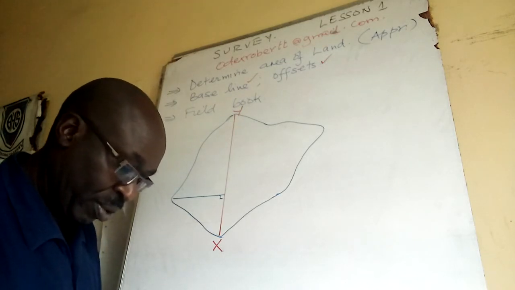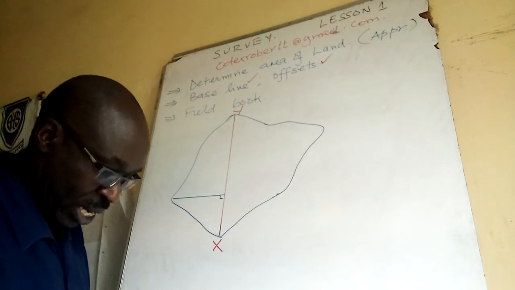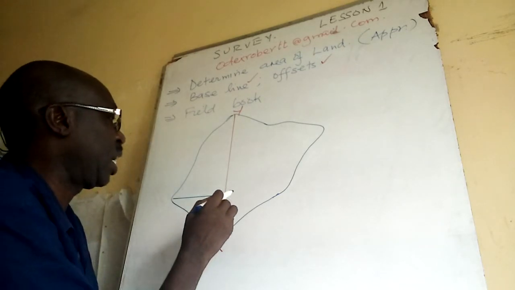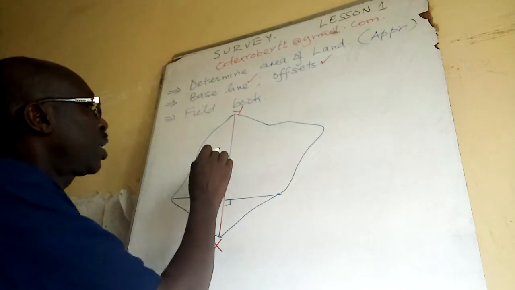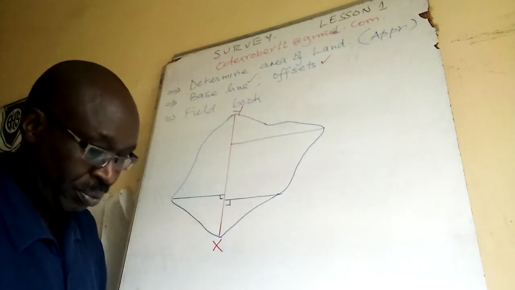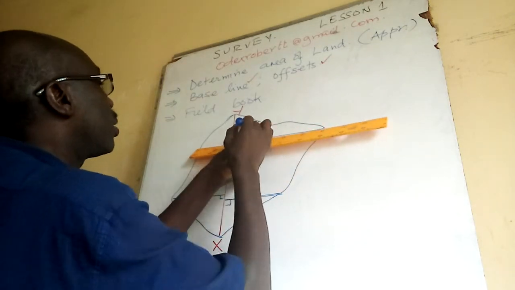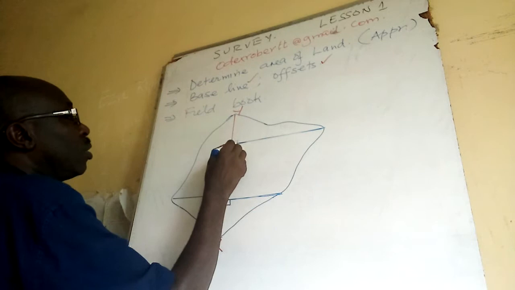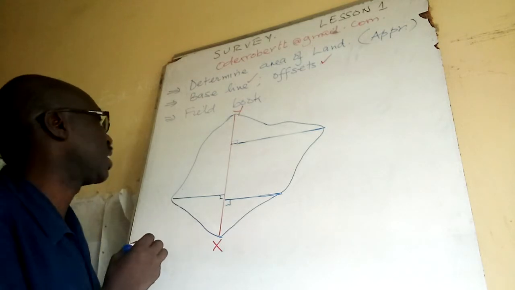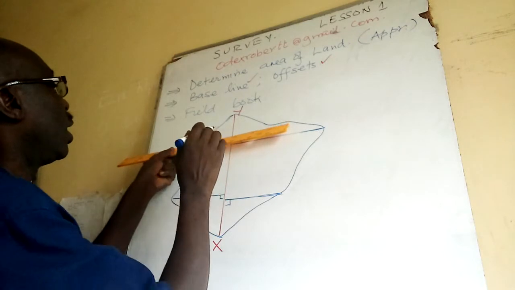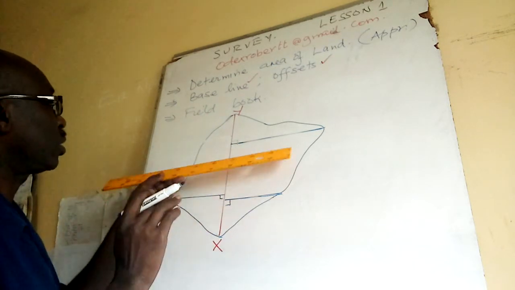Now what next? I can also continue. I can have another one now. Just next to it, I can still have another one here. That would be another offset. I can choose another one here. Let me put my work in order. I can have this. You can have another one here. Maybe for now, yes, you can have one here.